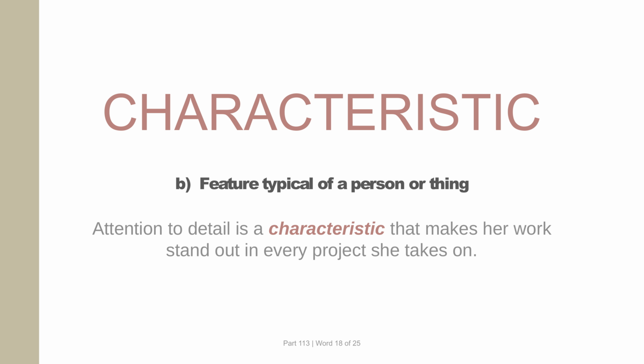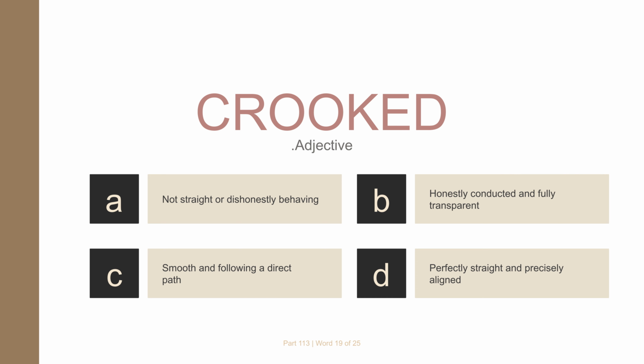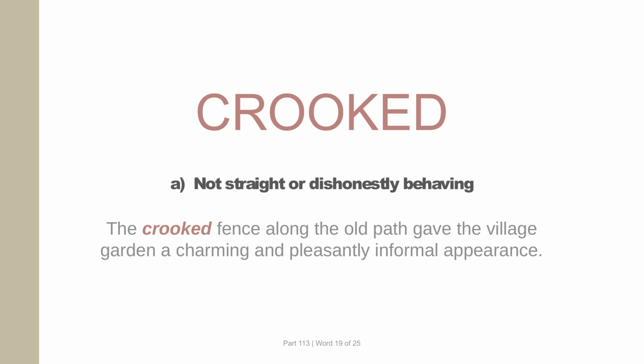Question 19. What is the meaning of crooked? Option A. Not straight or dishonestly behaving. Option B. Honestly conducted and fully transparent. Option C. Smooth and following a direct path. Option D. Perfectly straight and precisely aligned. Correct answer, option A. The correct meaning of crooked is not straight or dishonestly behaving. Example: the crooked fence along the old path gave the village garden a charming and pleasantly informal appearance.